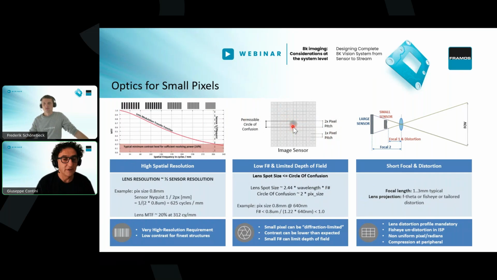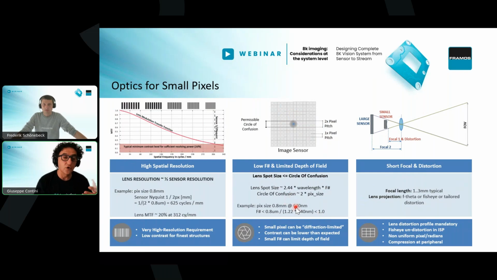What does this translate into for the optics? Very likely this system is diffraction limited, because the f-stop should be very small in order to have this small circle of confusion. I give you an example here. Typically, the f-stop is less than 1 for 0.8 micron pixel size.